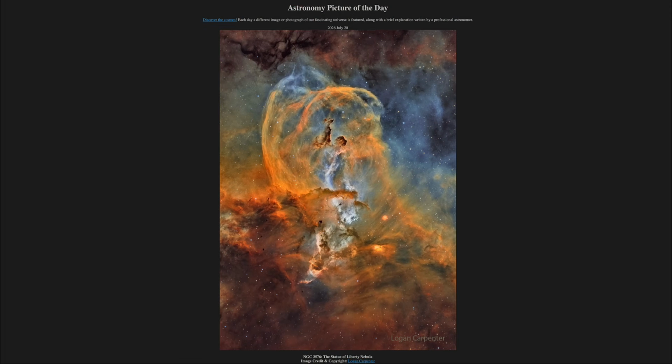So that was our picture of the day, titled NGC 3576, the Statue of Liberty Nebula.